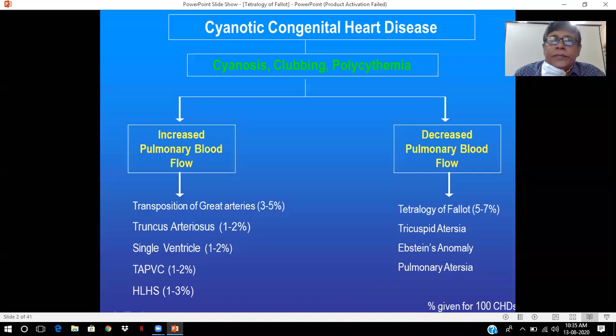As I was saying, in cyanotic heart disease we get three things in common: cyanosis, clubbing, and polycythemia. Because of hypoxia, there will be increased red blood cell production. It can be with increased pulmonary blood flow, for example transposition of great arteries, truncus arteriosus, single ventricle, total anomalous pulmonary venous circulation, and hypoplastic left heart syndrome.